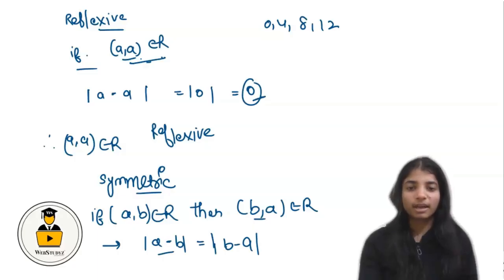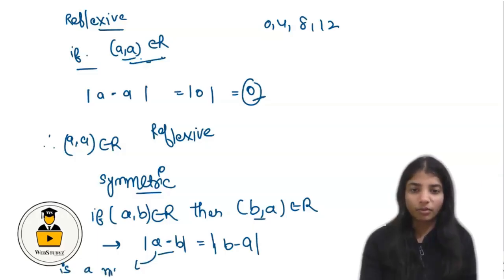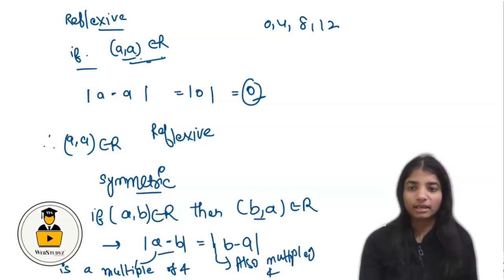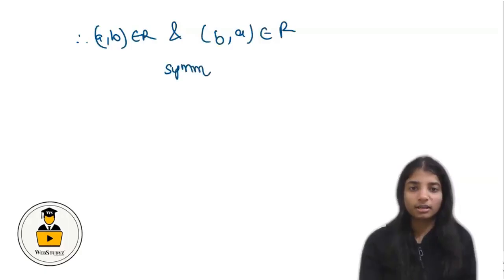So we can say that mod of a minus b is equal to mod of b minus a, or we can say that if a minus b is a multiple of 4, then b minus a is also a multiple of 4. Therefore (a, b) belongs to R and (b, a) belongs to R. So this is a symmetric relation. So this relation is symmetric.